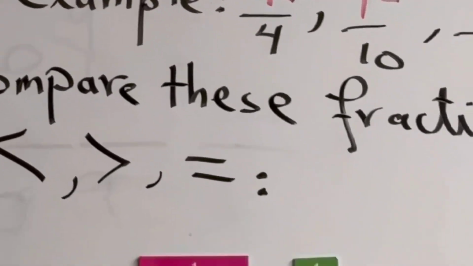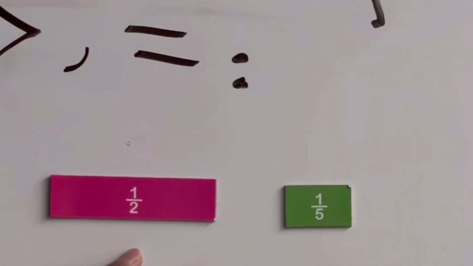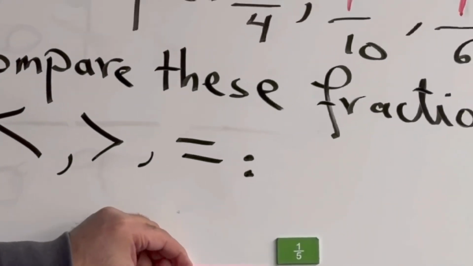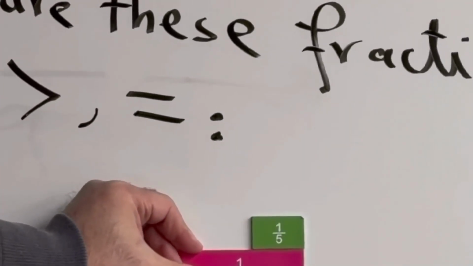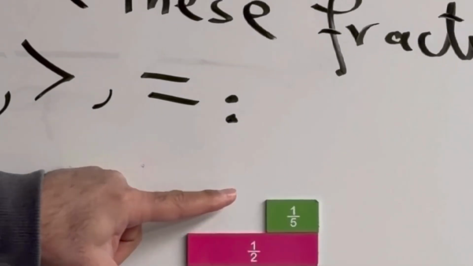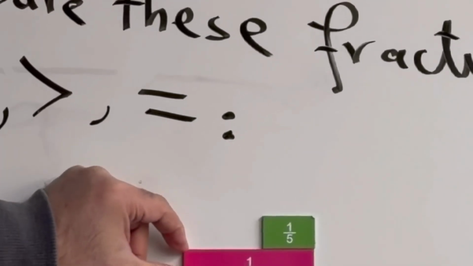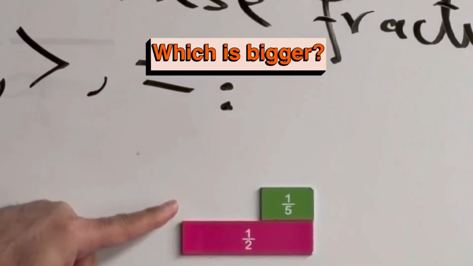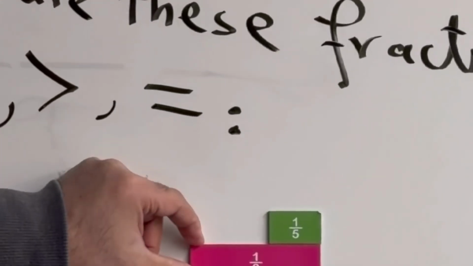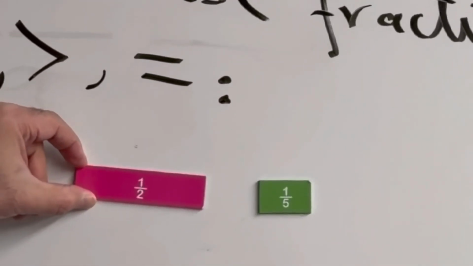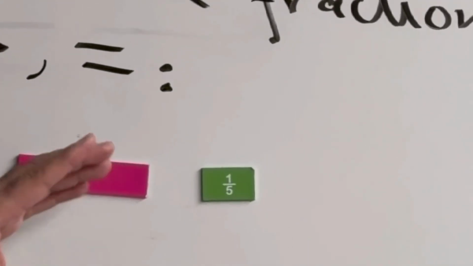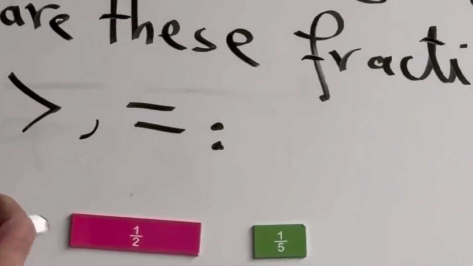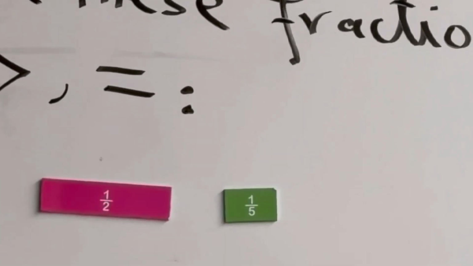And I have here 1/2 and 1/5. So as you can see clearly, if I put them next to each other, it's clearly 1/2 is bigger than 1/5. Simply because the more I split into equal parts, the smaller the amount gets, and hence the smaller the fraction.